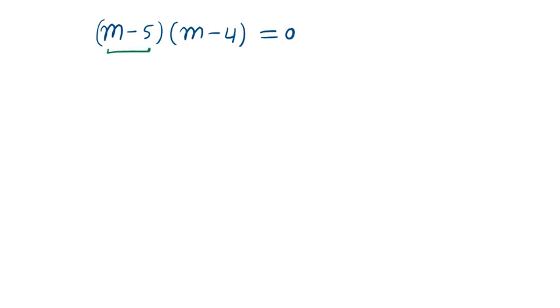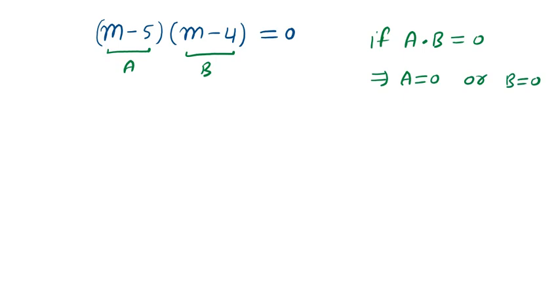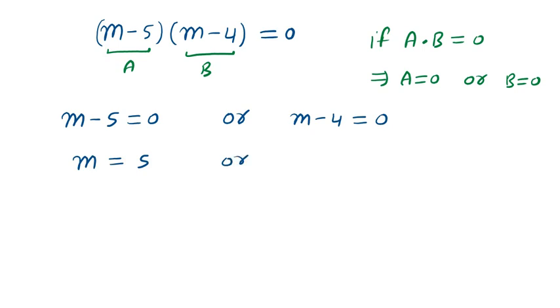Now suppose this term is a and this term is b, and we know that if a times b is equal to 0, this implies a is equal to 0 or b is equal to 0. According to this rule we can write a is equal to 0 and b is equal to 0, where m minus 5 is equal to 0 or m minus 4 is equal to 0. Here the value of m is equal to 5 or the value of m is equal to 4.